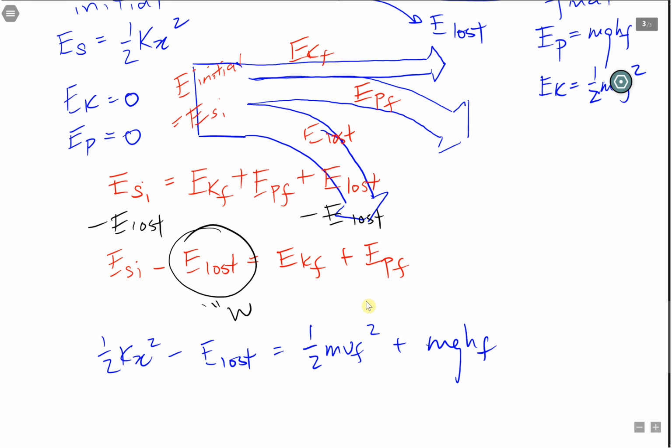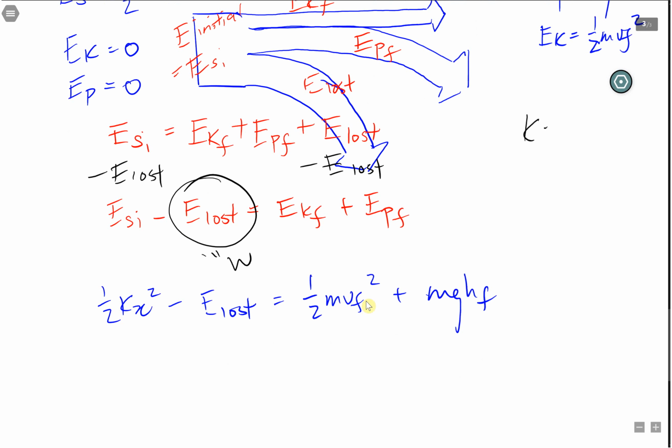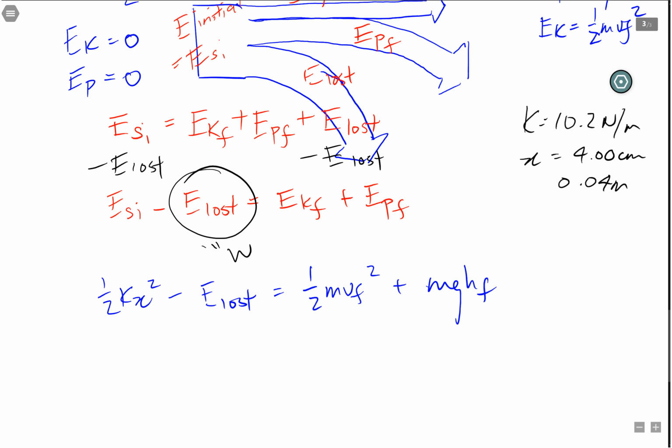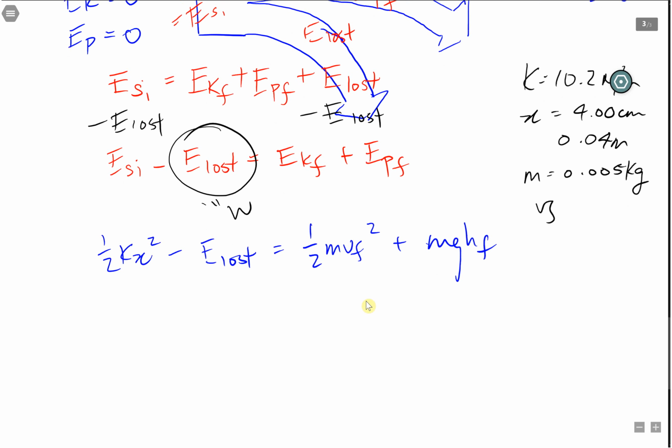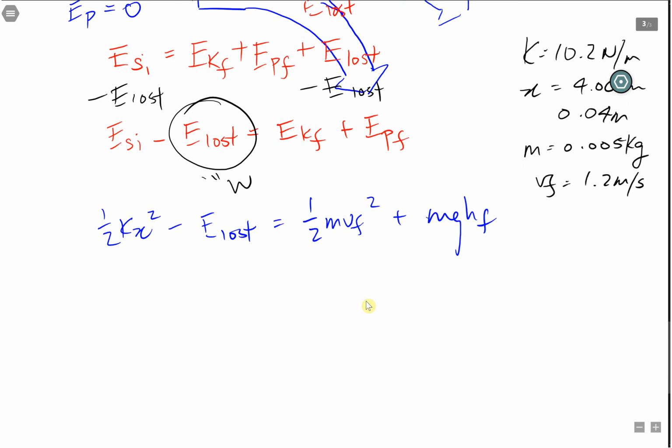And I'm going to write down all of my values, just so you may have forgotten. K was 10.2 Newtons per meter. My x was 4 centimeters, but remember, this must be converted to meters. I'm not going to care about significant figures right now. Mass, 5 grams, or 0.005 kilograms. Final velocity, 1.2 meters per second. g, we all know what g is. hf, this is 5 centimeters or 0.05 meters.